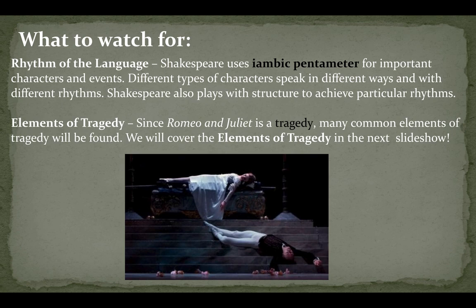All right, so we're also looking for not only figurative language, but we're looking for iambic pentameter. So Shakespeare uses iambic pentameter for important characters and events, and different types of characters speak in different ways and with different rhythms. We're going to see lower class servants speaking in a different way from upper class characters such as Romeo and Juliet and their parents. And we will also see that Shakespeare plays with structure, so the structure of the lines to achieve particular rhythms. So we're going to be looking for that.